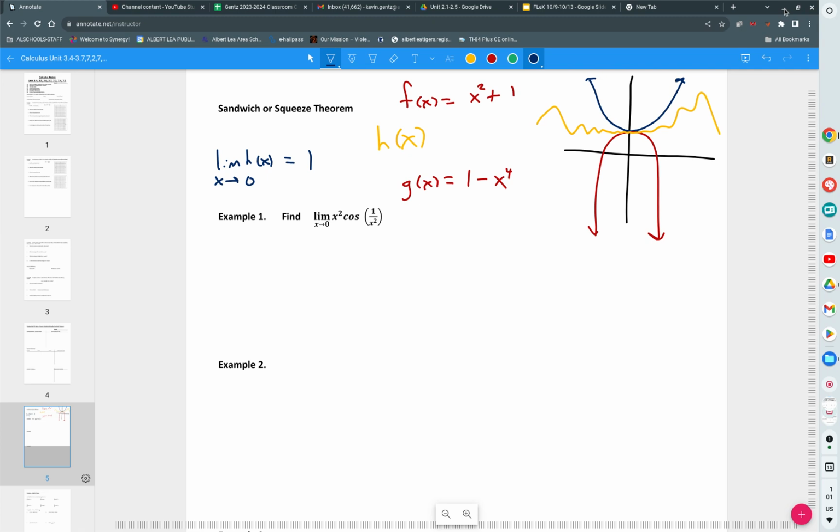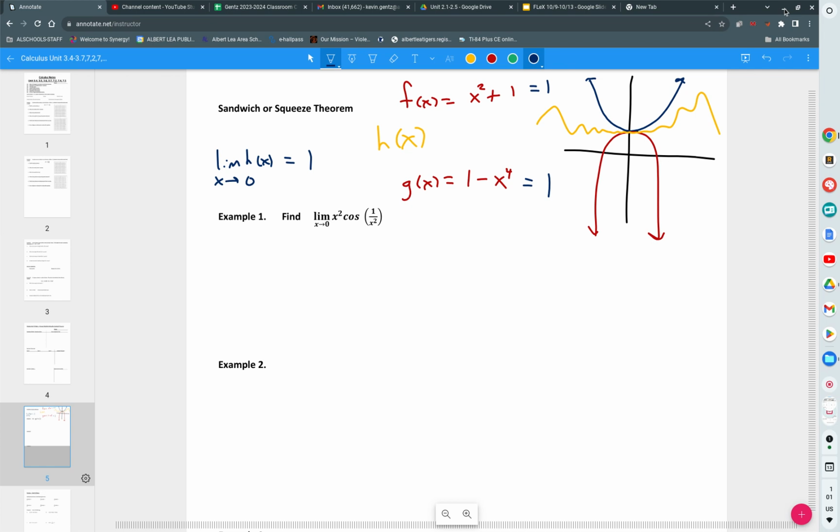Would you agree that the limit of this function is 1? Would you agree that this limit is 1? So if h of x always sits between those two, then h of x must have the very same limit. Everybody agree? Do you see why they call it the sandwich theorem? H of x sits between those two.